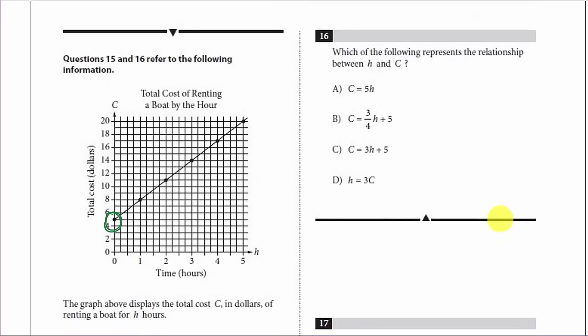16, there it is. Which of the following represents the relationship between H and C? Well, if you look at this, you can see this would be pretty easy to do. It's going to be one of these. You could find the equation of the line. It would be in the form y equals mx plus b. Remember that. But in this case, C, our axis, is equal to the slope, and x, normally that's this axis, that would be H, and then plus the intercept. So it would be in this form here. Okay? So we know we can cross that one out, so it's going to be one of these.